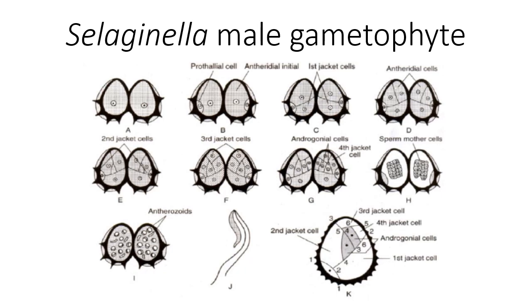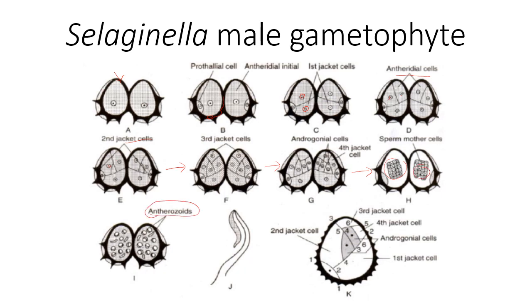Here the developmental stages can be seen. So here you can see the jacket cells. Here you can see the jacket cell increases in number. Here you can see there is formation of androgonial cells. Then they divide further and there is development of antheridian cells, and this development goes further, and from unicellular structure there is formation of multicellular structure.